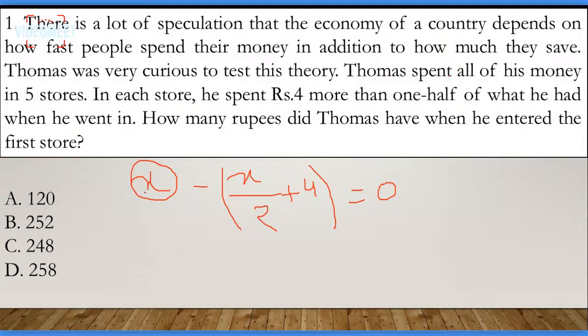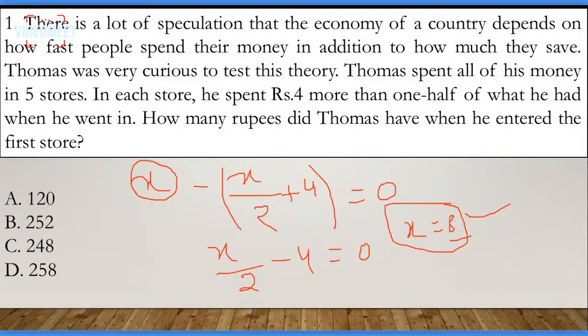When we solve this equation, X minus (X by 2 plus 4) is equal to 0, we get X by 2 minus 4 is equal to 0. What is the value of X? X is equal to 8 according to the equation. That means when he enters the fifth store, he has only 8 rupees in his pocket. We can check also: what is the half of 8? 4, and he spent 4 more than one half. That means 4 plus 4, 8. So undoubtedly, we can say he has only 8 rupees when he enters the fifth store.